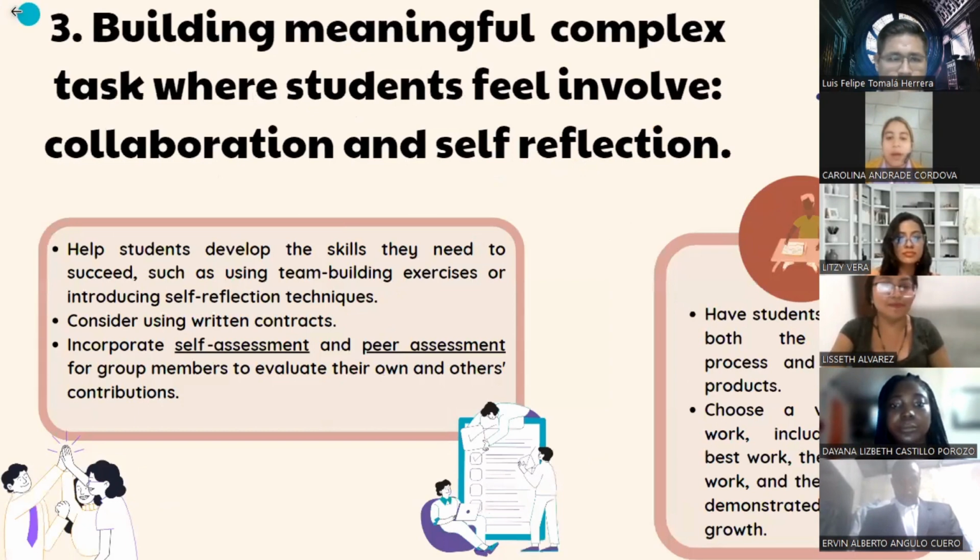So now the third is building meaningful, complex tasks where students feel involved, with collaboration and self-reflection that help the students develop the skills they need to succeed, such as using team building exercises or introducing self-reflection techniques that they can use. Also consider using writing contracts and incorporating self-assessment and peer assessment for group members to evaluate their own and others' contributions, and have students reflect on both the learning process and choose a variety of work, including their best work and their favorite.